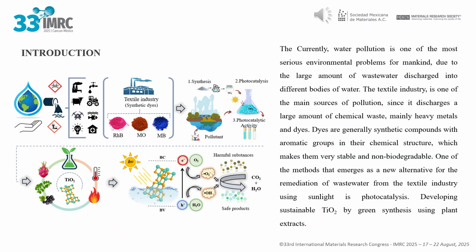Introduction. Currently, water pollution is one of the most serious environmental problems for mankind, due to the large amount of wastewater discharged into different bodies of water. The textile industry is one of the main sources of pollution, since it discharges a large amount of chemical waste, mainly heavy metals and dyes. Dyes are generally synthetic compounds with aromatic groups in their chemical structure, which makes them very stable and non-biodegradable.